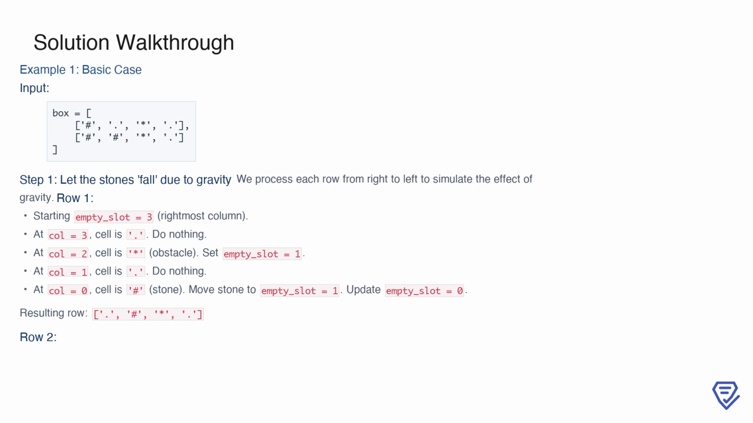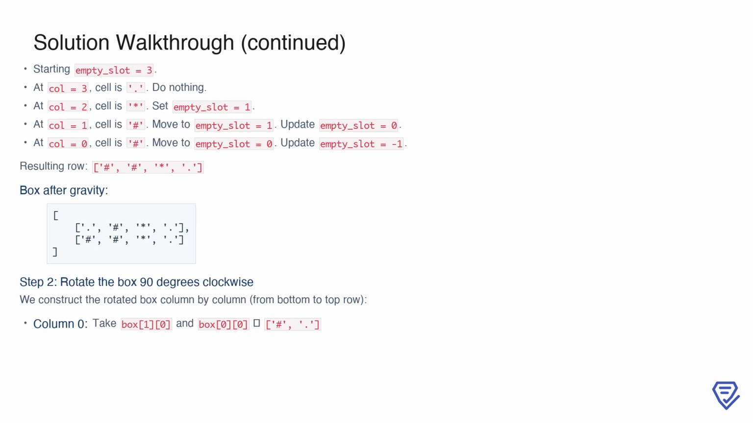Along the way, obstacles like the one in column 2 reset the empty slot position. The resulting row becomes .#**. Now, for row 2, we follow the same logic, processing from right to left. The stones at columns 1 and 0 are moved to the rightmost available positions, creating the row ..##*. After processing both rows, the box after gravity appears as shown. Next, we proceed to step 2, where we rotate the box 90 degrees clockwise.